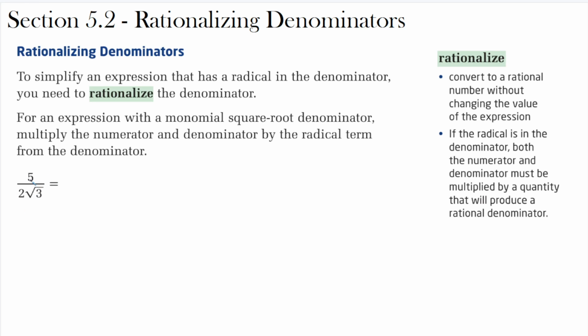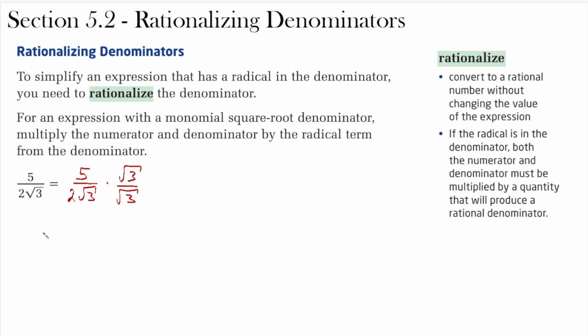Okay, so as you can see with this one, 5 over 2 root 3, we have a radical in the denominator. If it's just a monomial square root denominator like this one, getting rid of that is actually fairly straightforward. All that we're going to do is scale the top and bottom by a number that will change this radical into a rational number. And in this case, that's just going to be the square root of 3. We're going to multiply top and bottom by the square root of 3. So when we do that, we take our 5 over 2 root 3, and we multiply top and bottom by the square root of 3.